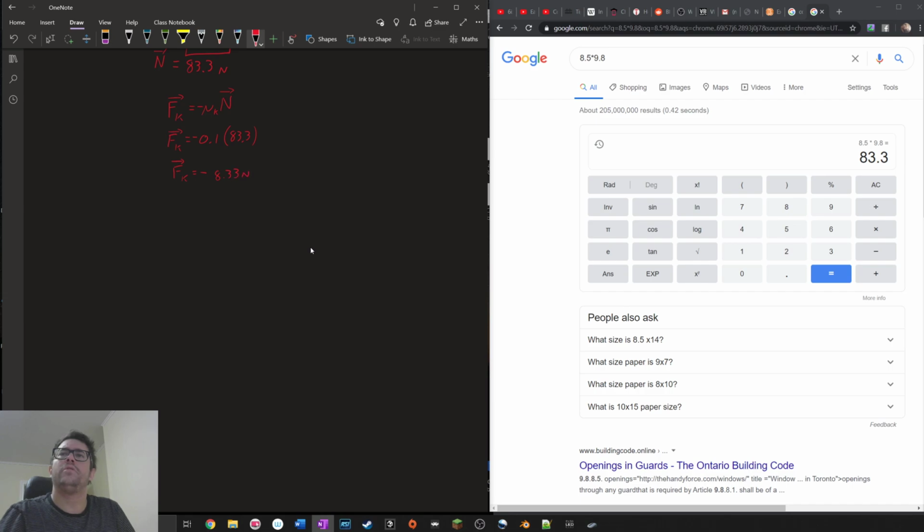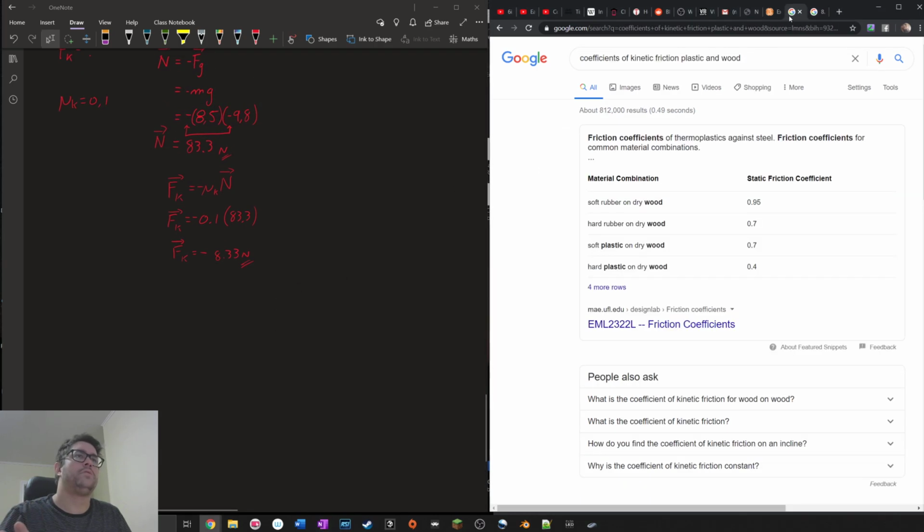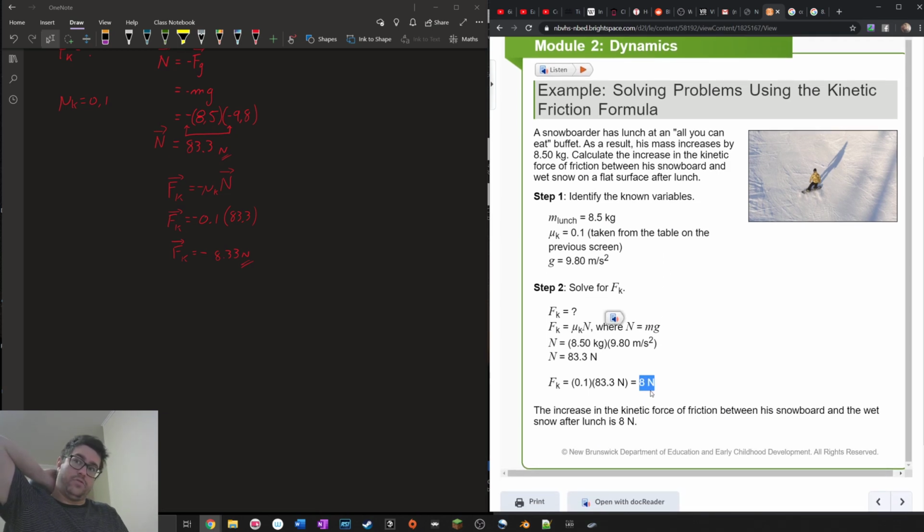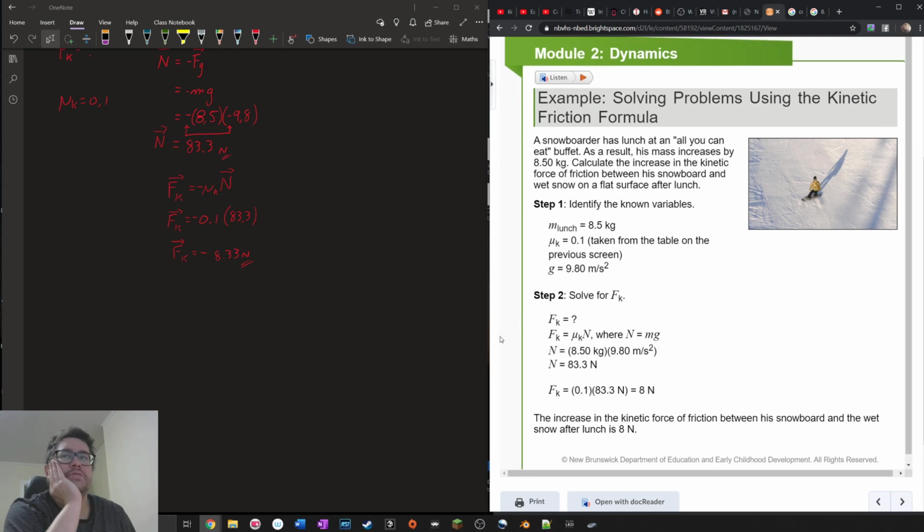8.33 newtons. They're all forces. It's always newtons. Right? See this newton right here? So this would be the new, or the added, force of friction because the guy ate a meal. So you see it here, 8 newtons. Where did his minus go? Because they introduced it with minuses, no?